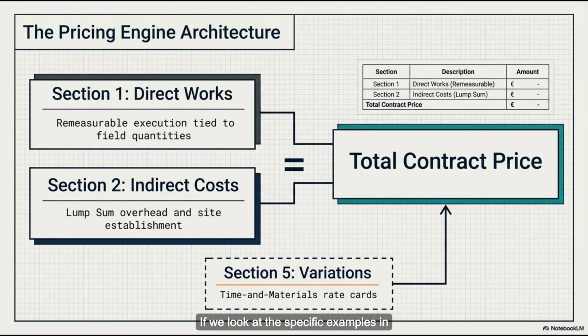Exactly. If we look at the specific examples in the text, you see site clearance, and that is measured precisely in square meters. Okay. Then you have earthworks, like, say, excavating common material versus unsuitable material. Which I assume is measured by volume. Right, in cubic meters. And then temporary fencing is measured in linear meters. So the unit of measurement shifts based on the physical nature of the task.